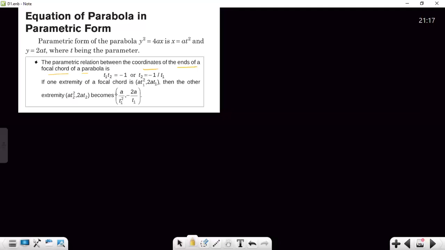I think there will be a negative sign here as well. No, no, because there is a square. That's why there is a positive sign. So what they are saying is just exchange t2 with minus 1 by t1, or t1 with minus 1 by t2, to simply find out the extremes.